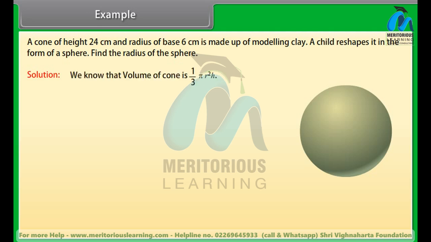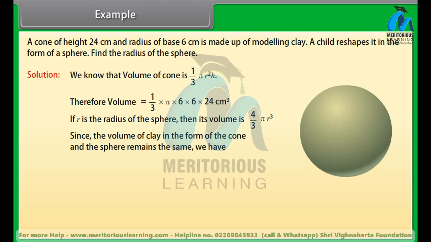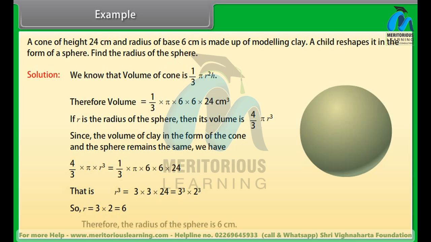Solution. We know that volume of cone is 1 by 3 pi r square h, which is equal to 1 by 3 into pi into 6 into 6 into 24 centimeter cube. If r is the radius of the sphere, then its volume is 4 upon 3 pi r cube. Since the volume of clay in the form of cone and the sphere remains the same, we have 4 upon 3 pi r cube equal to 1 by 3 pi into 6 into 6 into 24. So r is equal to 3 into 2 is equal to 6. Therefore, the radius of the sphere is 6 centimeter.